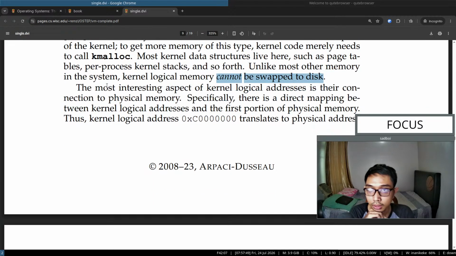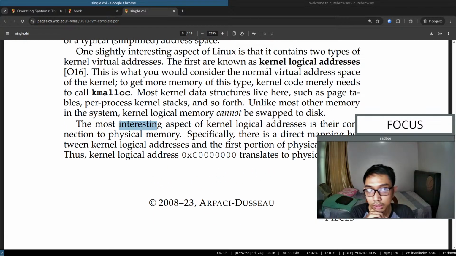Alright. The most interesting, well, I assume this kernel logical address is the, what is it called? The important part, maybe something like that. That's why the memory cannot be swapped to this.